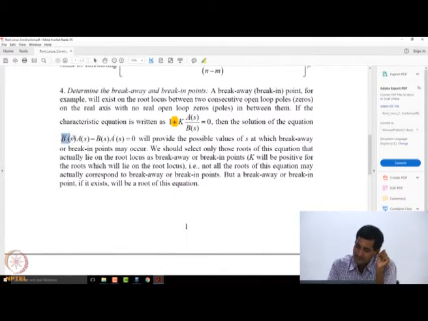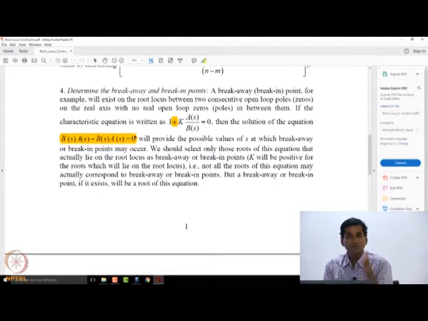This equation remains the same, because you take the derivative for repeated roots, that condition remains the same, but then the characteristic equation is now 1 minus k A of s divided by B of s. So, what we need to be careful about is that although potential breakaway points and break-in points are solutions of this equation, the formula for determining the corresponding k will now become k equals B of s divided by A of s rather than minus B of s divided by A of s. So, that is one change which is going to happen.